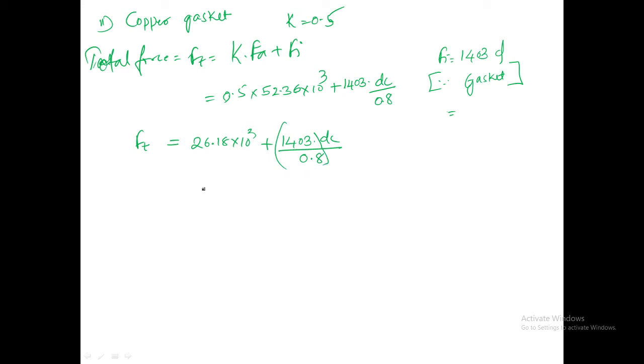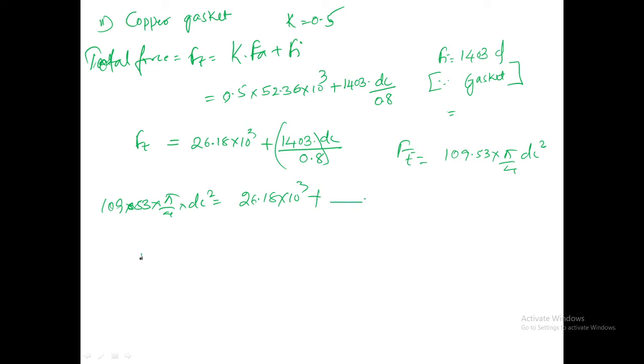Next, the strength is already calculated: 109.53 into pi by 4 DC square. Let us equate 109.53 into pi by 4 DC square equal to 26.18 into 10 to the power of 3. We are going to get some value. Now we calculate for DC.